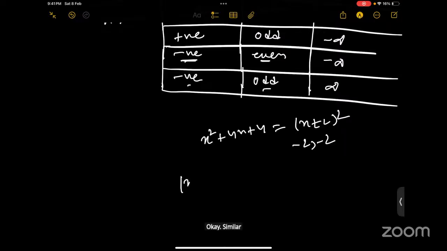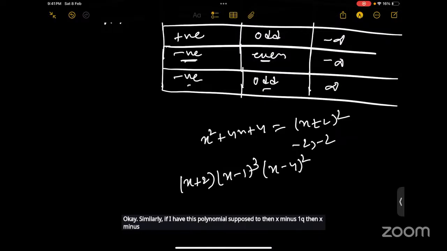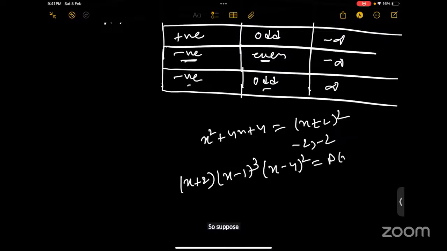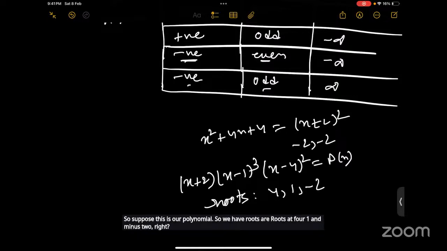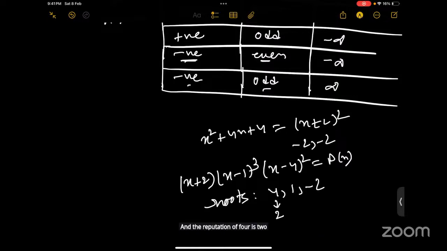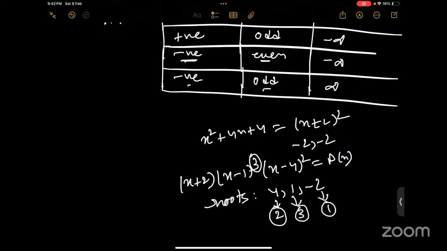Similarly, suppose I have this polynomial: (x plus 2), then (x minus 1) cubed, then (x minus 4) squared. So the roots are 4, 1 and -2, right? And the repetition of 4 is 2 times, that means the multiplicity of 4 is 2. 1 is 3 times, that means the multiplicity of 1 is 3, and the multiplicity of -2 is 1. Is it clear? Yes, ma'am. Thank you.